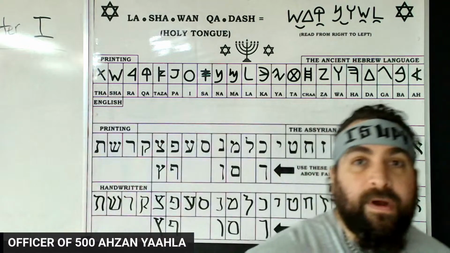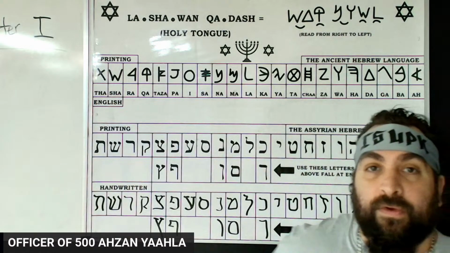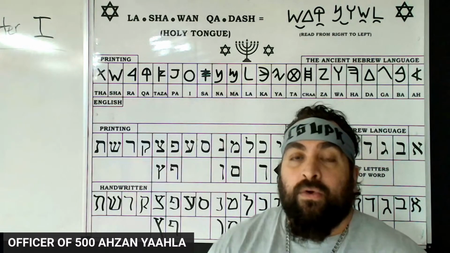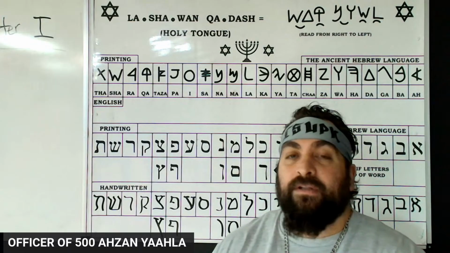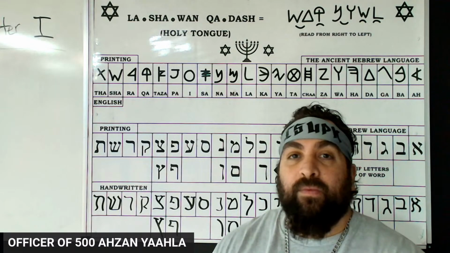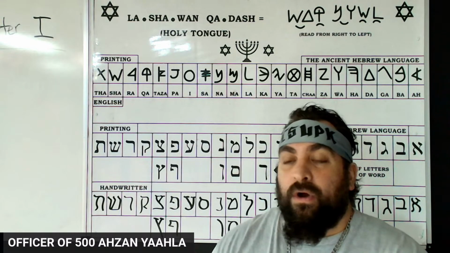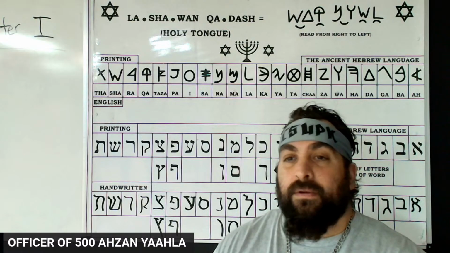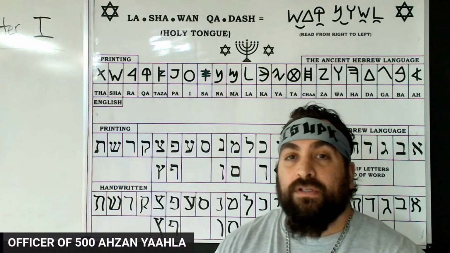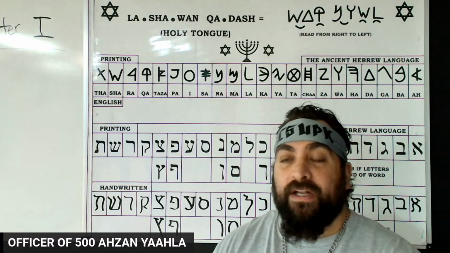All right, shalom everybody. This is the Israelite School of Universal Practical Knowledge, started out of 1 West 125th Street, Harlem, New York, under Commander General Hanna. We are not affiliated with any other Israelite groups, Christian churches, Catholic churches, Islam mosques, any other organizations. We are not associated with any of them.